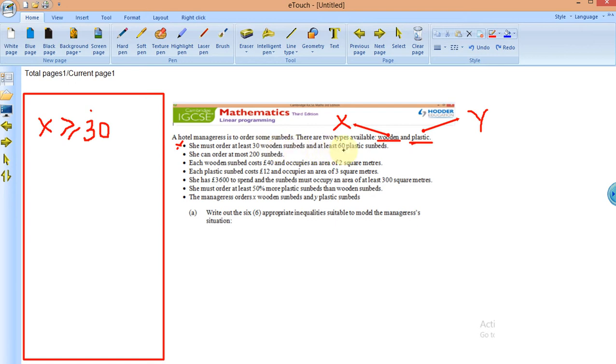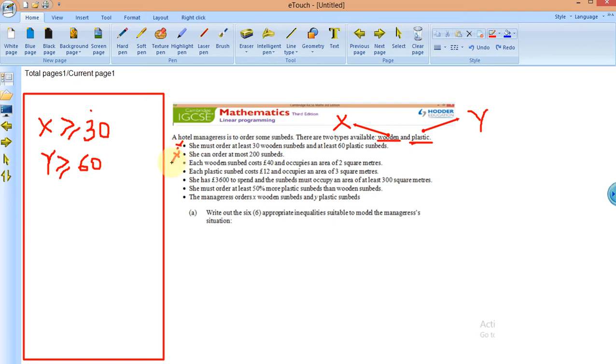And at least 60 plastic sunbeds. Plastic is y, and that is at least 30, sorry, at least 60. So that is 60, 70, 80, 90. So it's greater than or equal to 60. So y is greater than or equal to 60. So I'm through with that first part of the question.